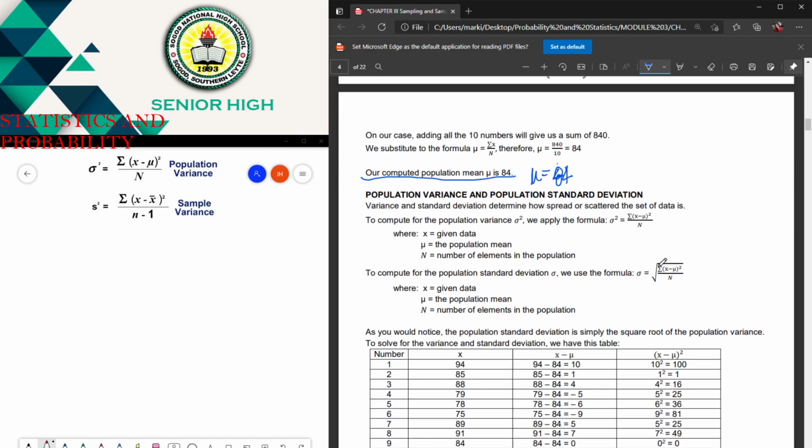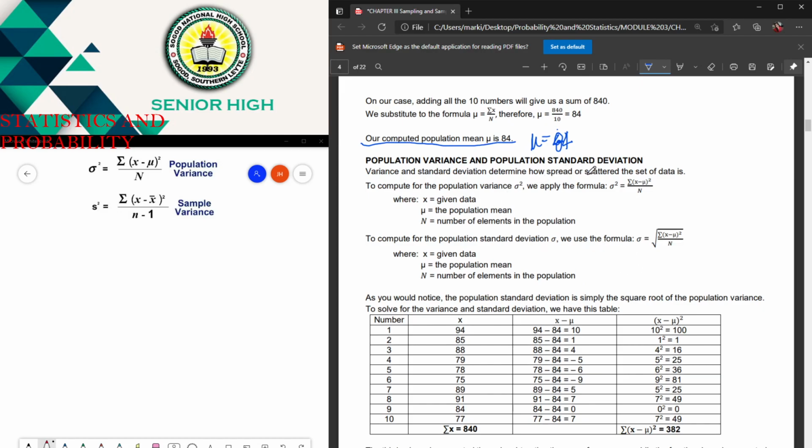Next, how to get the population variance and population standard deviation. We have here the formula.